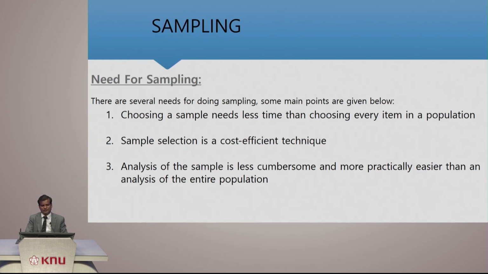Need for samples. There are several needs for doing sampling. Some main points are given here: choosing a sample needs less time than choosing every item in a population. Sample selection is a cost-efficient technique. Yes, everybody would agree that when compared to using the entire population. Analysis of a sample is less cumbersome and practically easier than analyzing the entire population.